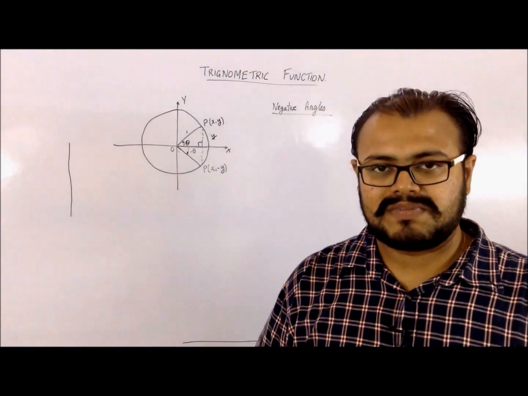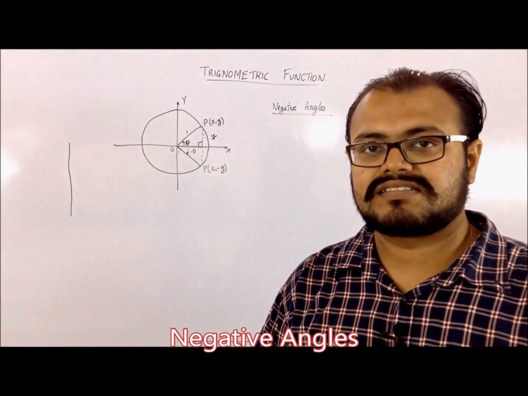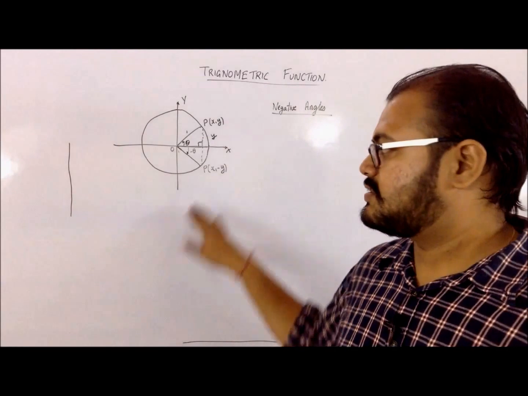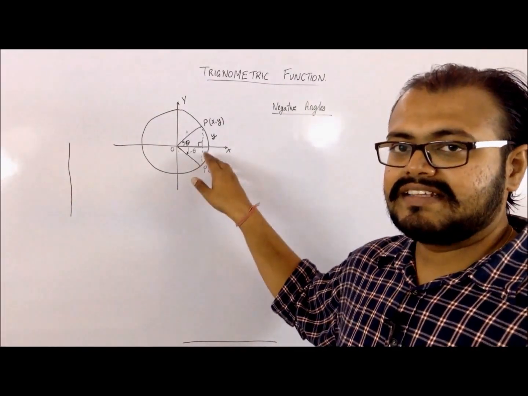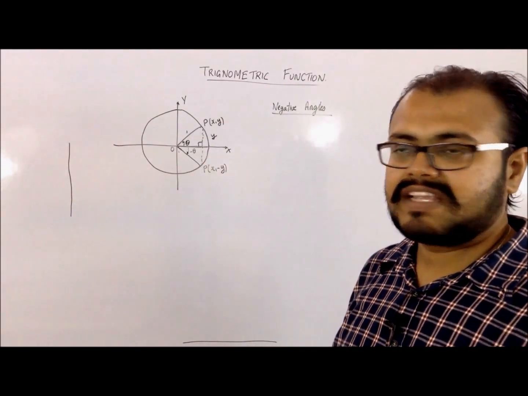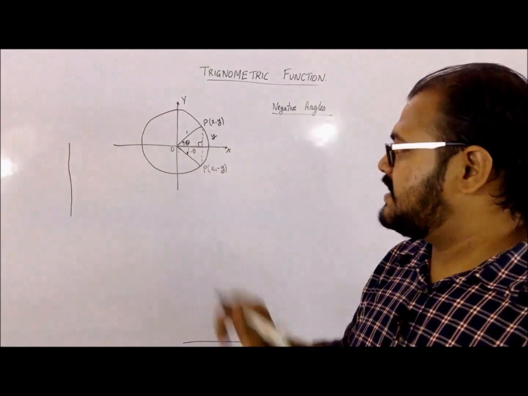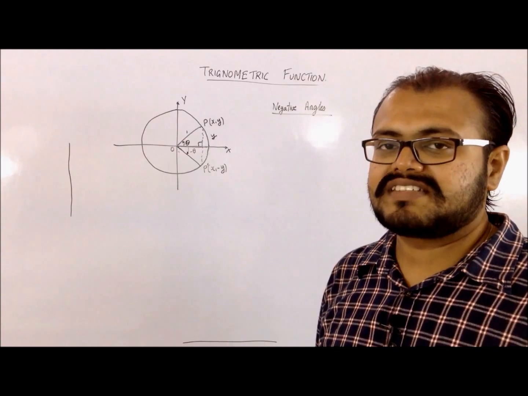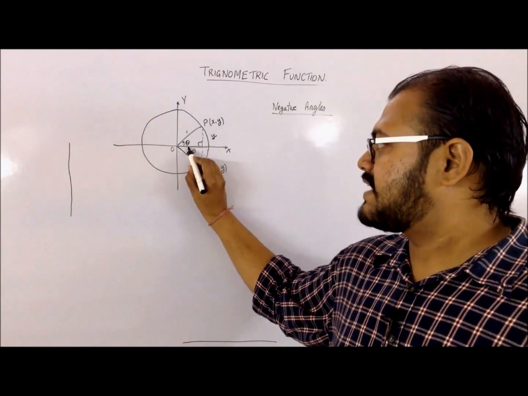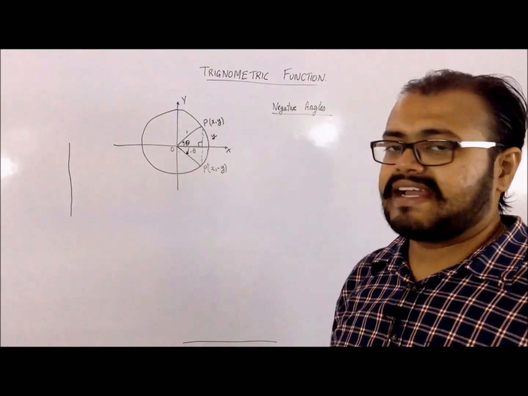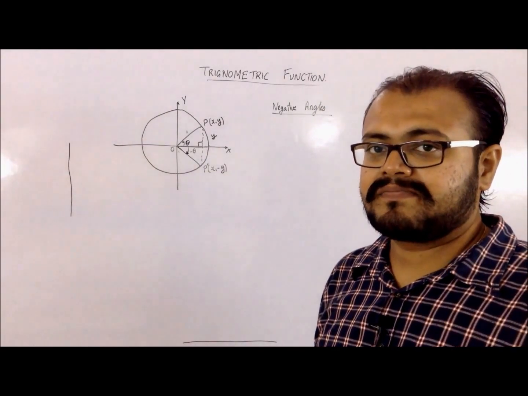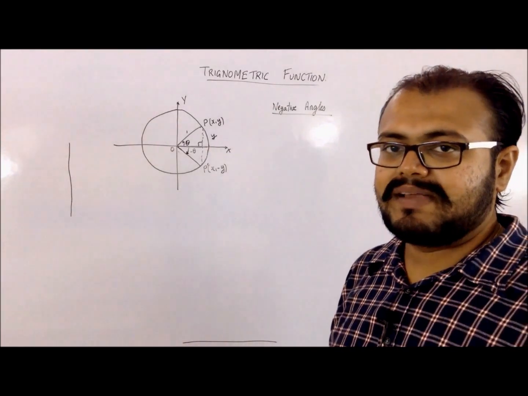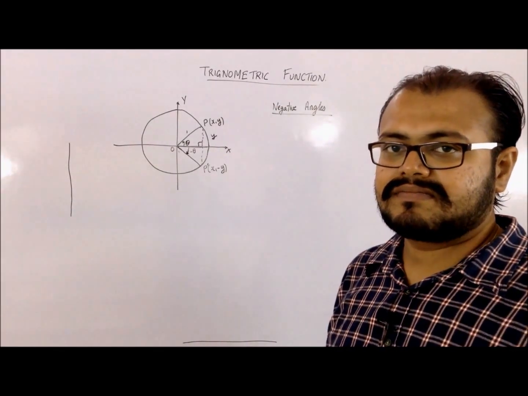The next set of formulas are for my negative angles. Negative angles are nothing but rotation of my axis or rotation of my ray in the clockwise direction. So I have considered OP dash as my new arm, which is moved in the clockwise direction with an angle or magnitude of theta, and so my angle becomes minus theta. Because of symmetry, the coordinate of this point will be x comma minus y.